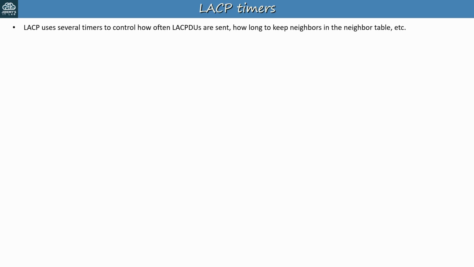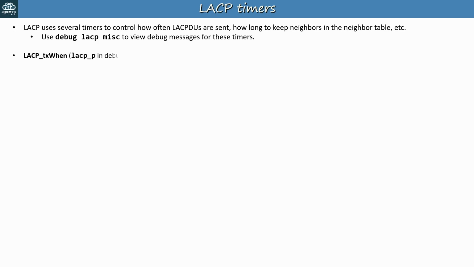Now let's look at LACP's timers. Like PAgP, LACP uses several timers to control how often LACPDUs are sent, how long to keep neighbors in the neighbor table, etc. And like PAgP, you can use debug lacp misc to view debug messages for these timers. To keep the video a reasonable length, I'm going to focus on just the two main timers, the ones you should know for the exam.